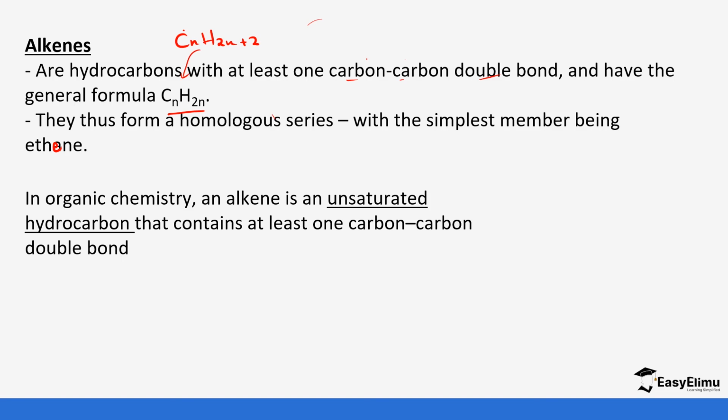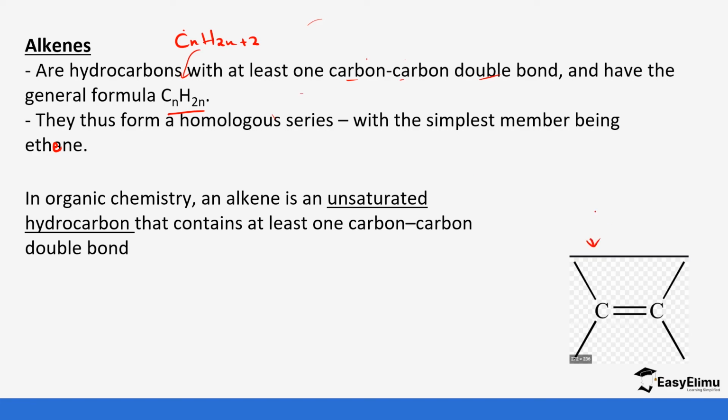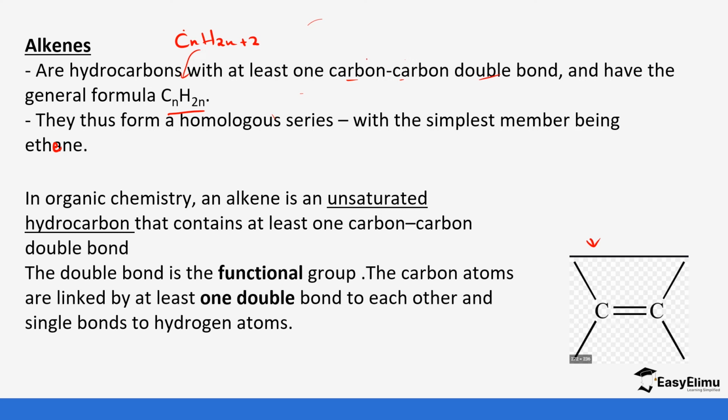So in organic chemistry, alkenes are unsaturated hydrocarbons because they contain at least one carbon-carbon double bond, as you can see from the image. So this is unsaturated, unlike alkanes where we said they are saturated. The double bond is a functional group. The carbon atoms are linked by at least one double bond to each other and single bonds to hydrogen atoms. So it needs to have at least one double bond. That tells you that we can have more than one double bond, but we will come to that later on as we name the compounds.